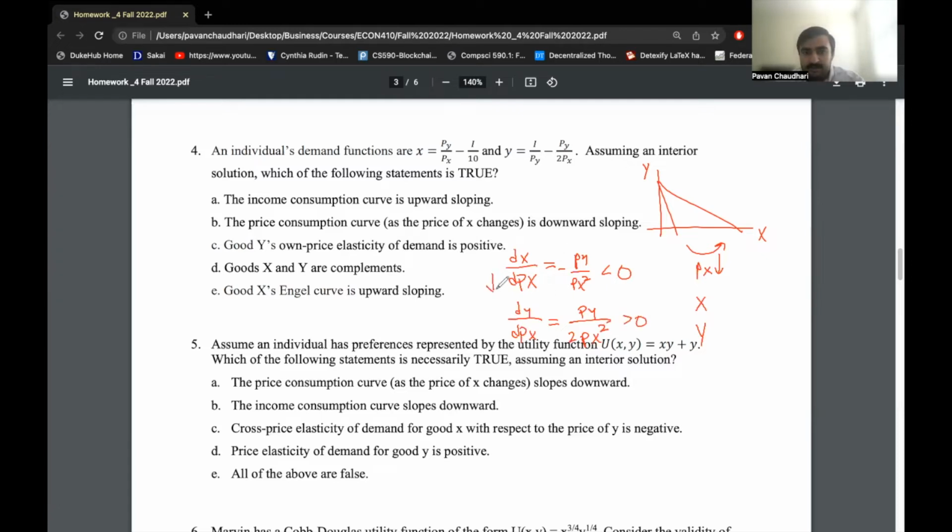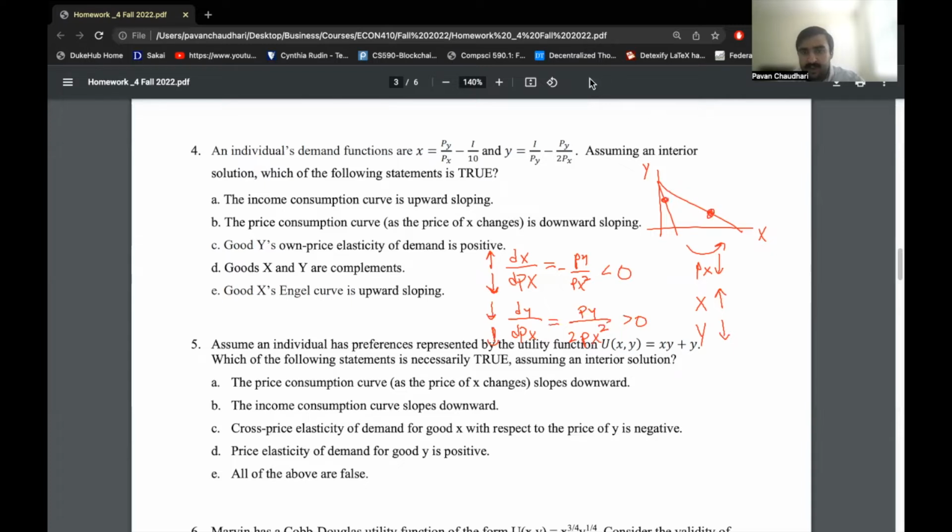Okay, so when px goes down, we'll see that because there's a negative derivative, it has to go in the opposite direction. So when px goes down, x has to go up. Similarly, when px goes down, it's a positive derivative here, so y also has to go down because it has to be in the same direction. So x is going up, y is going down. So here we have a downward sloping curve.